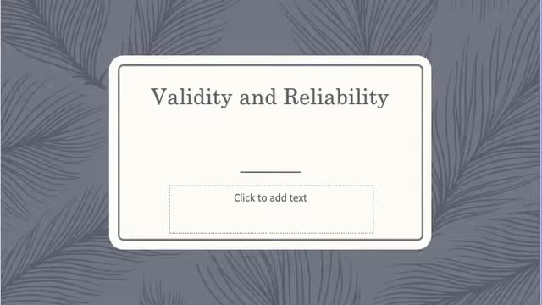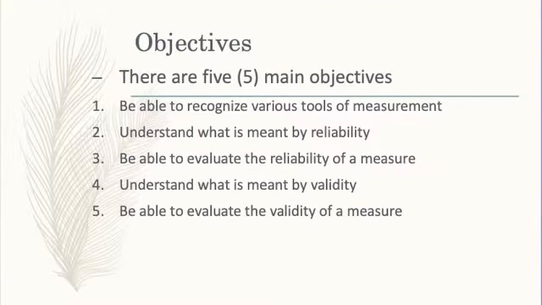So with respect to validity and reliability, there are 5 main objectives. We want to be able to recognize various tools of measurement. We want to understand what is meant by reliability. We want to be able to evaluate the reliability of a measure, understand what is meant by validity, and be able to evaluate the validity of a measure.